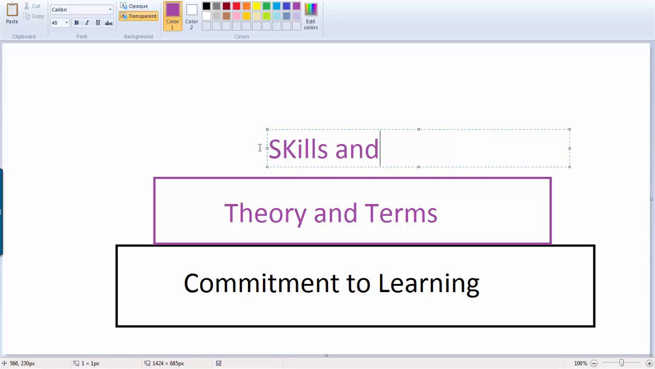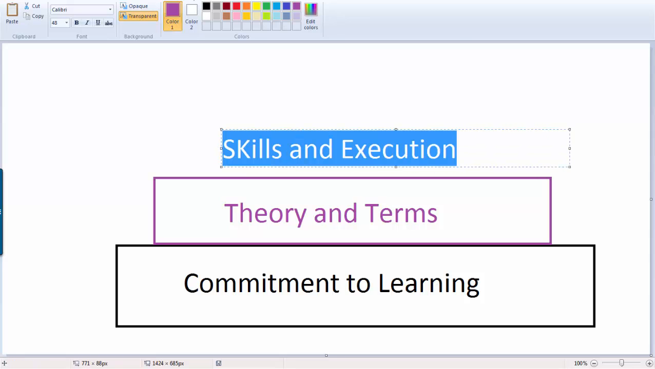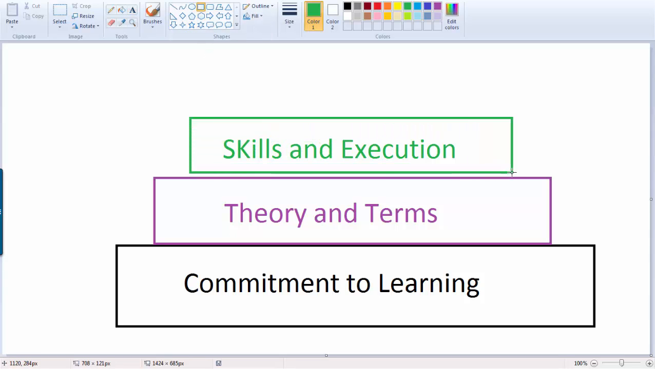Okay, skills and execution. Now, skills and execution are a little bit different than theory and terms, because then we're talking about just the actual button clicking. Once you understand the theory and terms and the strategies a little bit, then you go and develop your skills and execution.